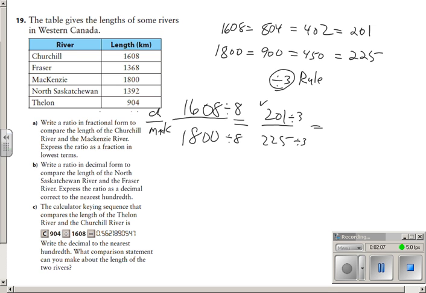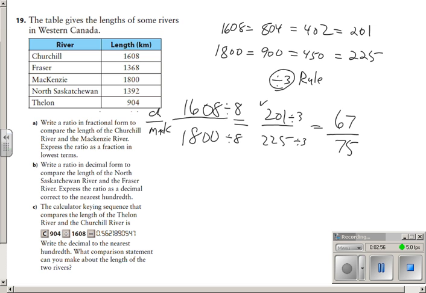And 201 divided by 3, excuse me, is 67. Is that right? 67? Yes, I think so. And 225 divided by 3 is 75. Is that right? Yes, it is. It's 75. And now I have to stop and ask myself, is there anything else possibly divisible into either one of those? And since my divisibility rule for 3 does not work for 6 plus 7, because that's 13, I'm pretty sure that is as low as it goes. So for answer A, the lowest term fraction is 67 to 75. That means for every 67 kilometers of the Churchill, there are 75 kilometers of the Mackenzie.